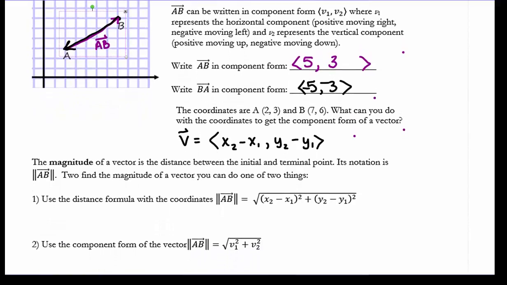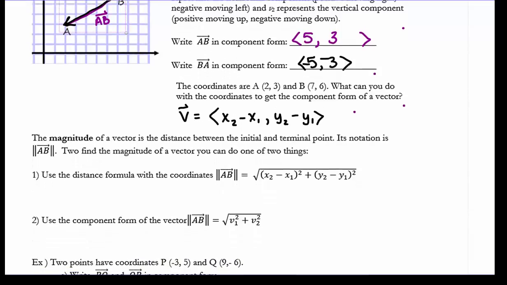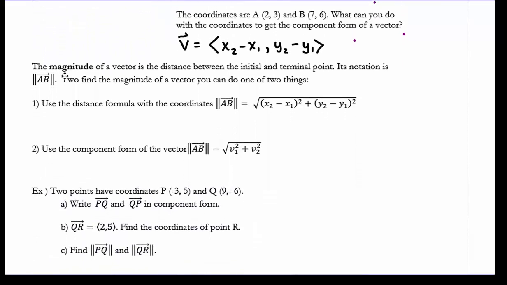Now, one of the other things we really like to talk about is not only what direction they are going in, but how big is this vector? It's an arrow, but how big is it really? How big a vector is, is a measure called its magnitude. The magnitude of a vector is the distance between the initial and the terminal point. Its notation is double bar, AB with an arrow, another double bar. Sometimes you'll see this written as a single bar. It means the same thing.